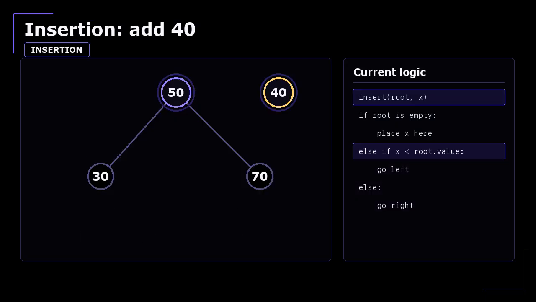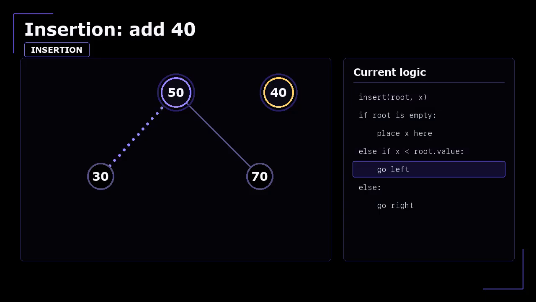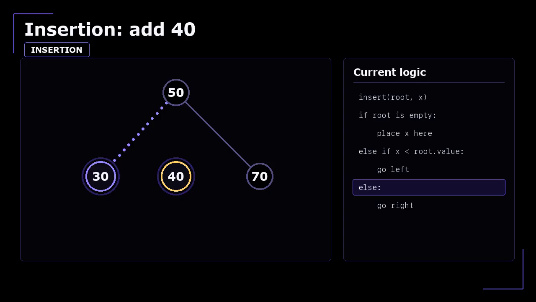So let's start with insertion first because that's the easier one. Imagine we have a tree with 50 at the top. Then maybe 30 is on the left side and 70 is on the right. And let's say we want to insert the number 40. You always start at the top of the tree and compare values as you move down. So first we compare 40 with 50. Since 40 is smaller, we move left. Then we're at 30. This time 40 is bigger than 30, so we move right. And if there's nothing there already, that's where the 40 gets placed.